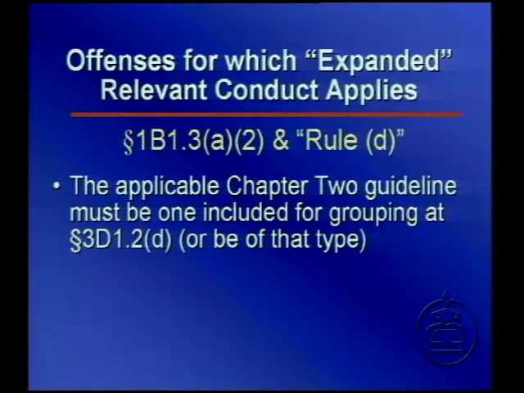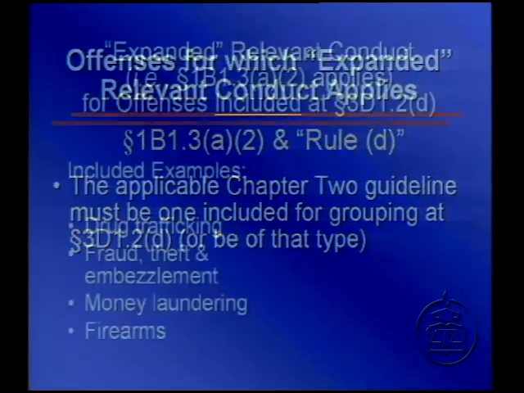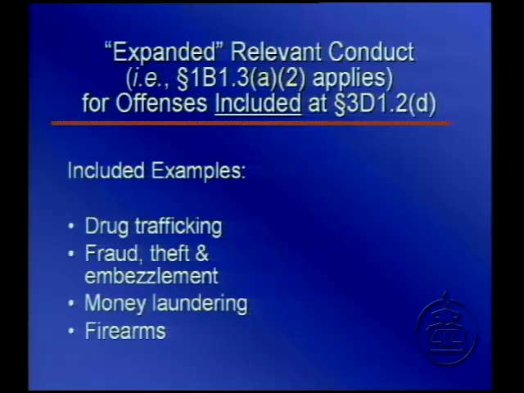The first thing is to make a determination if the offense of conviction or the offense is listed at 3D1.2(d). Now, while 3D1.2(d) is a guideline that is concerned with multiple counts of conviction, 3D1.2(d) also focuses on relevant conduct at 1B1.3. If an offense is listed at 3D1.2(d), and it's one of the type that can be grouped at this guideline, then we are going to be looking to see that the offense of conviction time frame can be expanded. Let me give some examples of what these type of offenses look like.